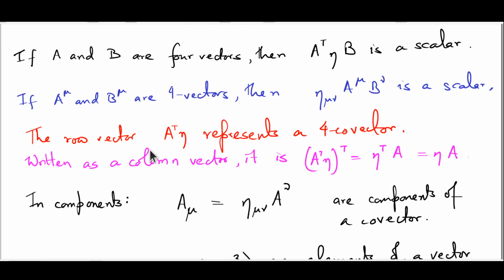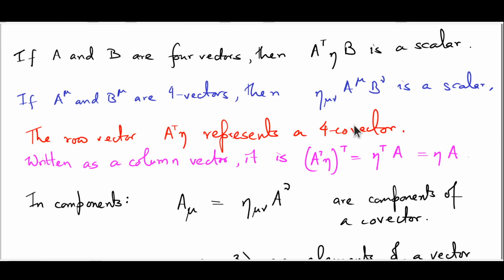In other words, replacing B by a linear combination gives us a resulting number which is a linear combination of the corresponding results. So A transpose eta acts on B linearly to produce a scalar. But that is exactly what a covector is supposed to do. So a row vector A transpose eta represents a 4 covector.